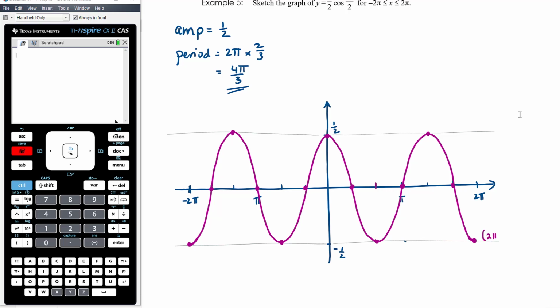Right, let's mark in some points. 2 pi, minus a half, minus 2 pi, minus a half. And again, now it's about counting. Each of those ticks is worth pi on 3, so you can just count. So this is pi on 3, 0. This will be 2 pi on 3. This is 3 pi on 3, which is pi. This is 4 pi on 3. This is 5 pi on 3.